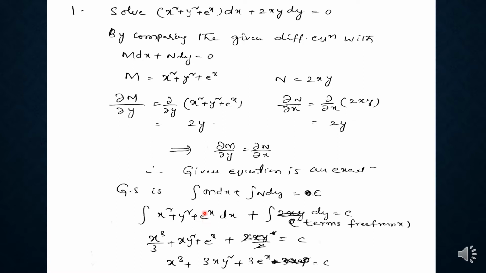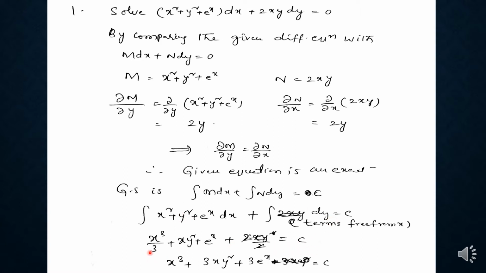Now by integrating this function, integral x square dx is x cubed by 3, plus integral y square dx. Here y square is the constant. To integrate this one, y square into integral dx. Y square will be treated as constant. So integral y square into dx is y square into x, since integral dx is x. That can be written as xy square, plus integral e power x dx is e power x, plus integral 0 dy is equal to c.